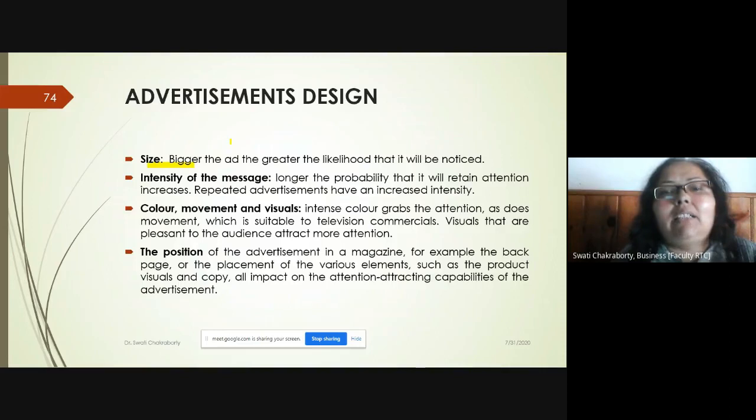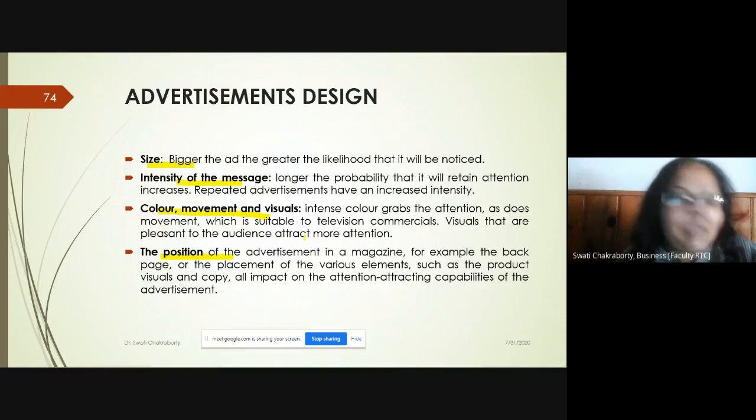Bigger the ad, it's more likely that it'll be noticed. Intensity of the message, right? If the message is really intensive, there's a higher probability that it will retain more attention. More and repeated advertisements can also help increase intensity. Color, movement, and visuals, like when the ad has intensive color, that gets more attention, there's more movement, so that helps. More visuals.